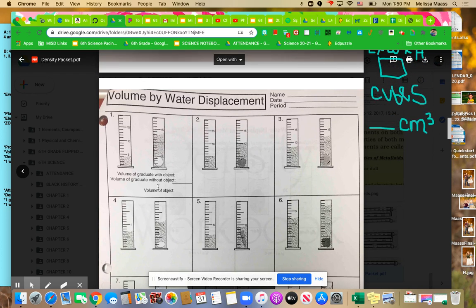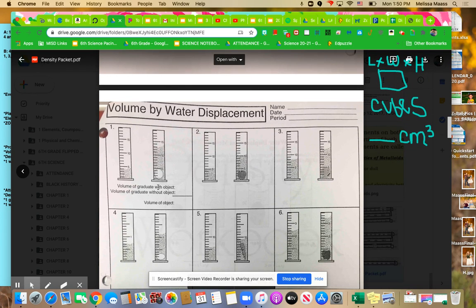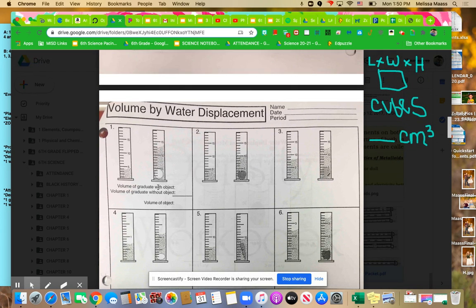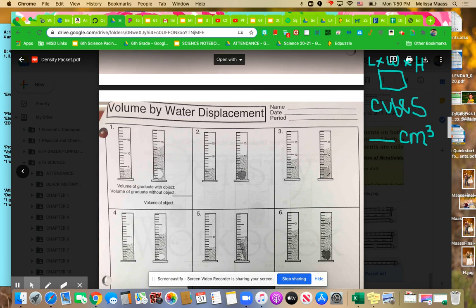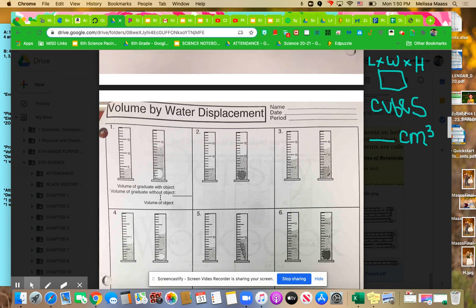little worksheet right here. And just to let you know, some of these objects, you can even look at it. You have an egg in this one, an apple, an orange, a carrot, etc. So these are going to be irregular objects. A rock is even irregular.